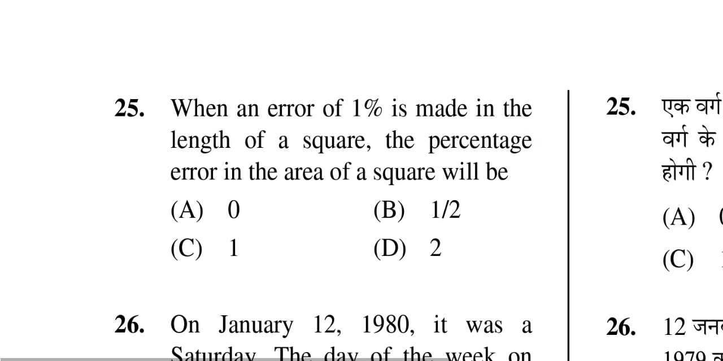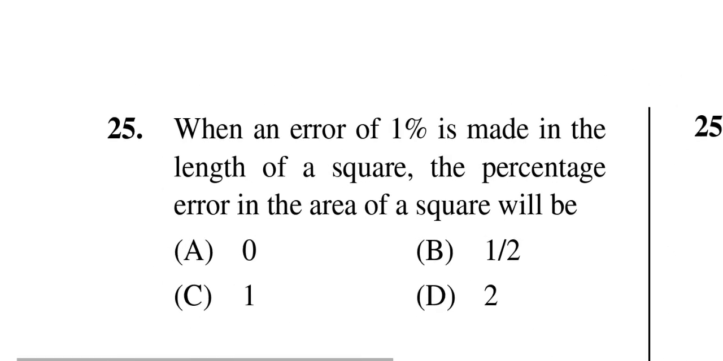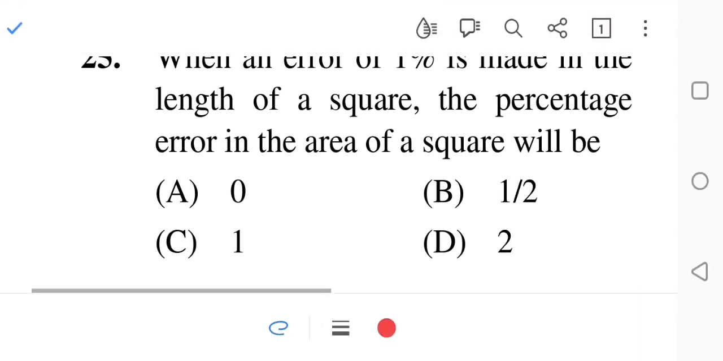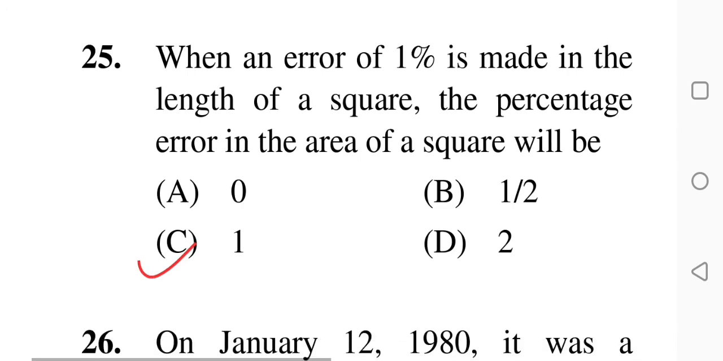Moving on, number 25, we have a mathematical sum. When an error of 1% is made in the length of a square, the percentage error in the area of a square will be what? So here you have to use a little bit of mathematical knowledge. The options are 0, 1 by 2, 1, 2. What do you think? The correct answer will be C. Okay, C is the correct answer. How, I cannot show you here. You have to do it by yourself.